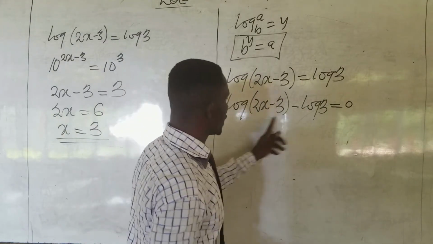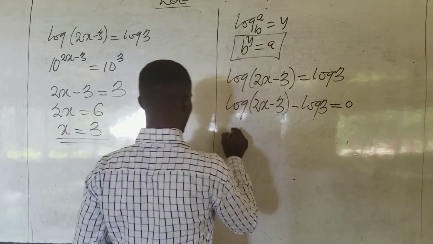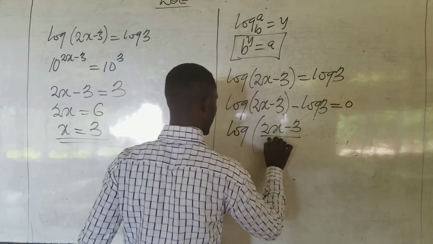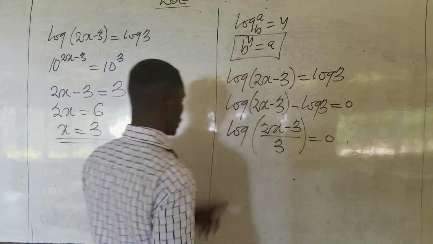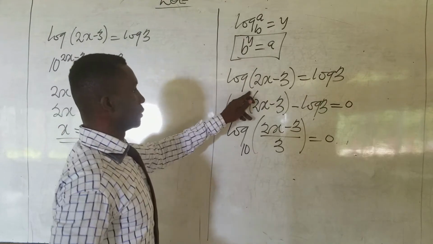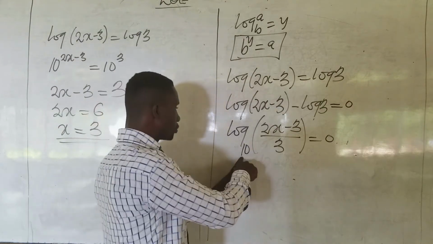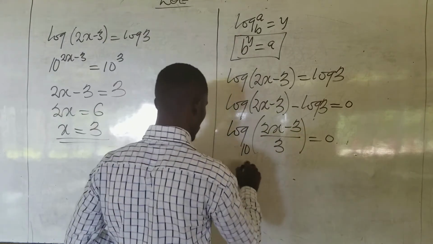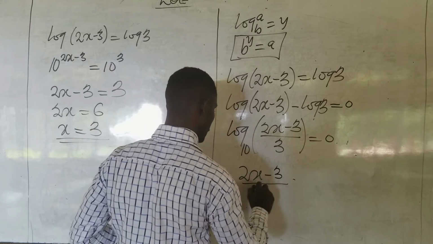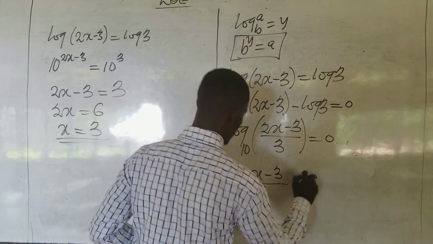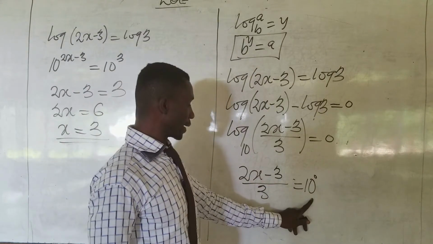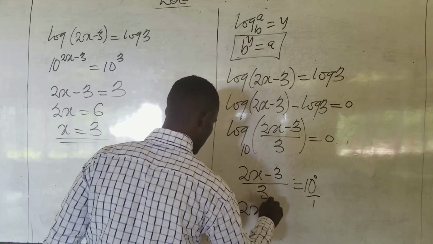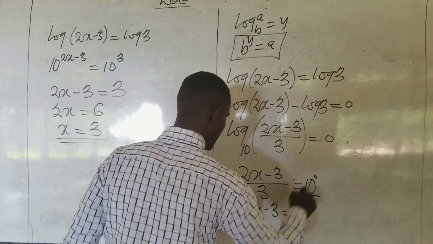What does the law say for subtraction? You divide. So it should be log, in big brackets, 2x minus 3 all over 3, is equal to 0. The base here is 10. Don't forget, because they did not write it, but you should. It means 10 to the power 0 should give you a, and a is 2x minus 3 over 3. So 2x minus 3 all over 3 is equal to 10 to the power 0, and 10 to the power 0 is 1. If I cross multiply, 2x minus 3 is equal to 3 times 1, which is 3.